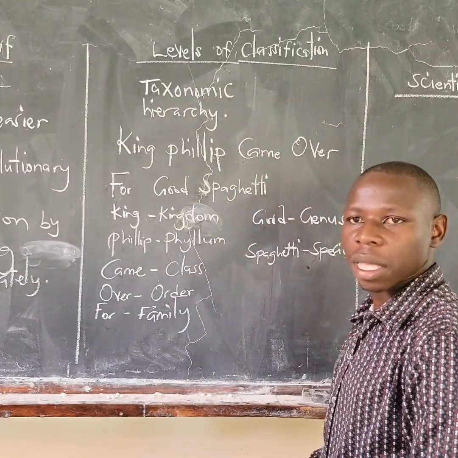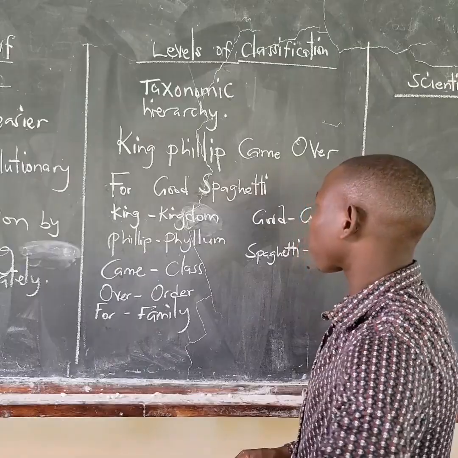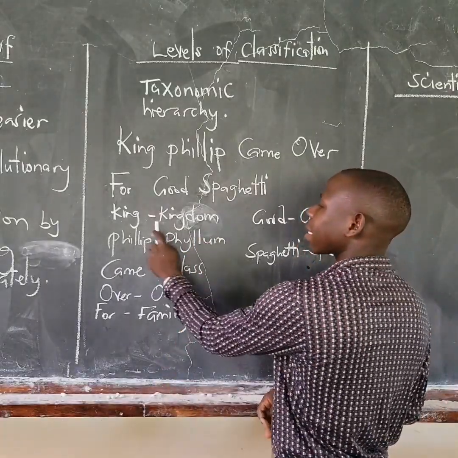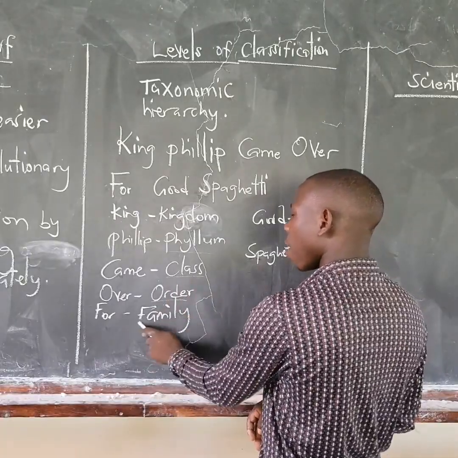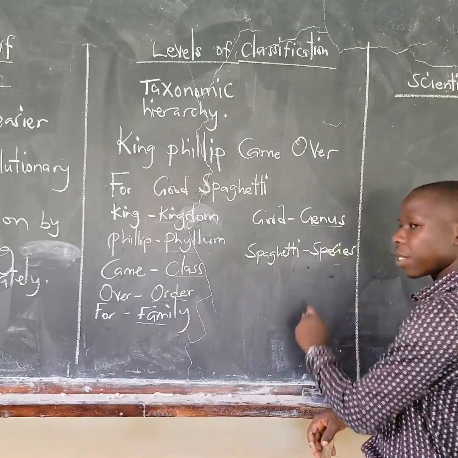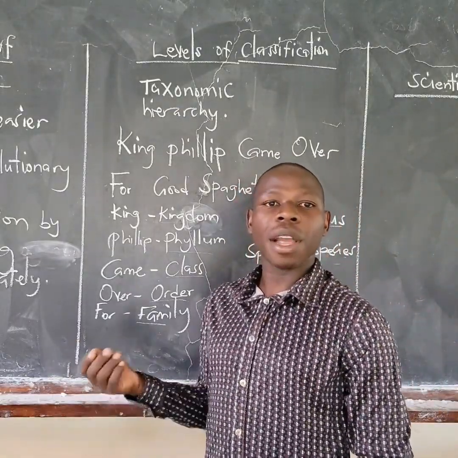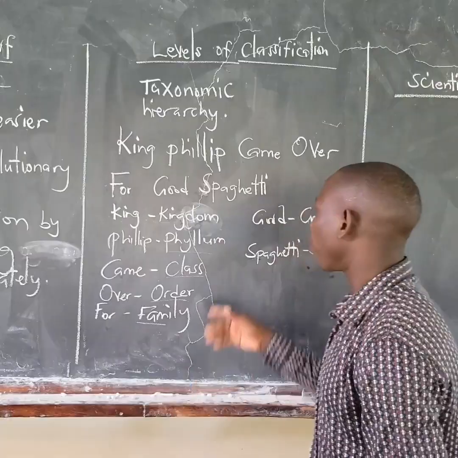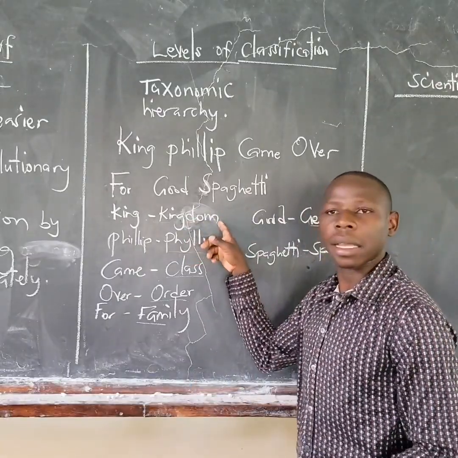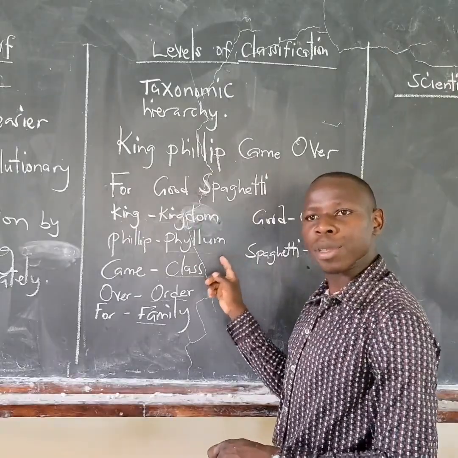We find that kingdom has the largest number of organisms, followed by phylum, class, order, family, genus, and species. Just like I said, in a school library, you can find science, arts. For example, the kingdom now can be the science. You find that under science we have biology, chemistry, physics.